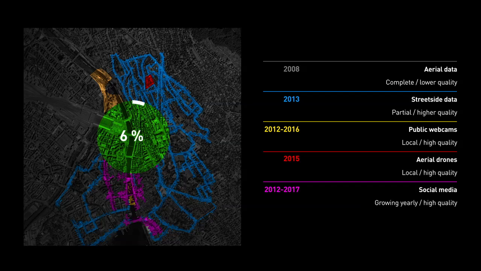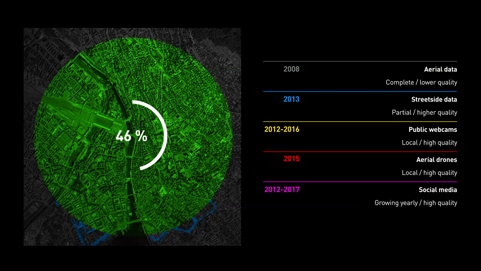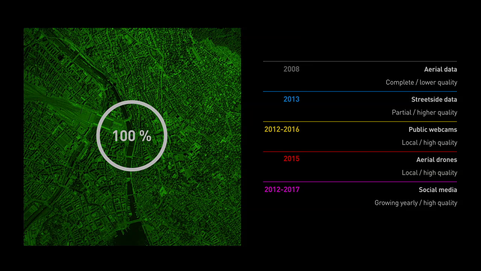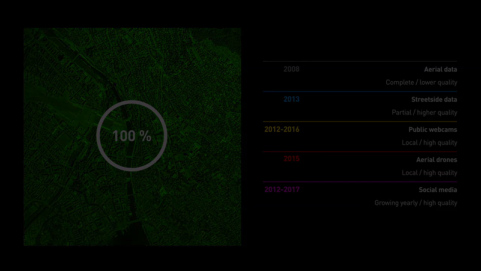Our projection is that in a few years, the entire city of Zurich can be covered with high-quality data. Such an amount of data can only be handled by automatic algorithms. And the Varcity research has now provided tools for the detailed and frequent modeling of cities.